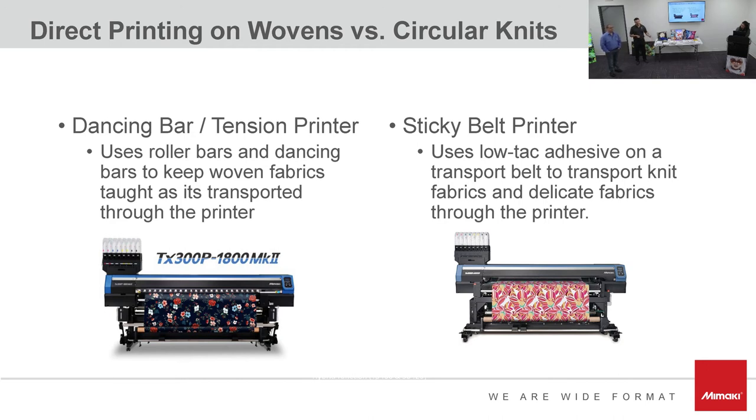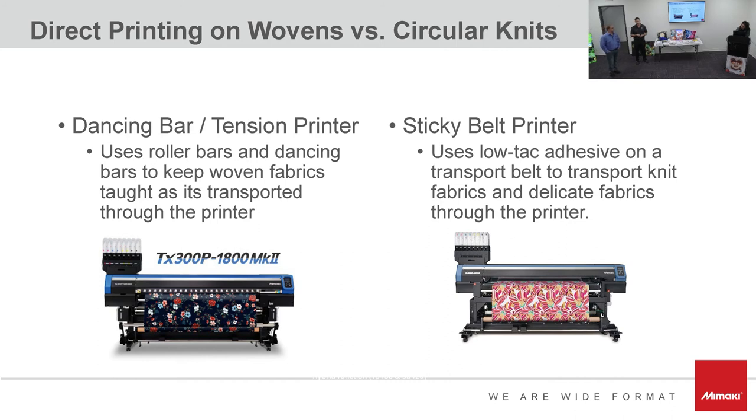So as your fabric comes off the unwinder and it gets pressed down by a roller bar onto the sticky belt, it basically gets stuck there. And then it gets pulled by the belt all the way through the printer until it gets peeled off and then wound up. The reason that we would need to use that printer versus a more simple printer is for knits.